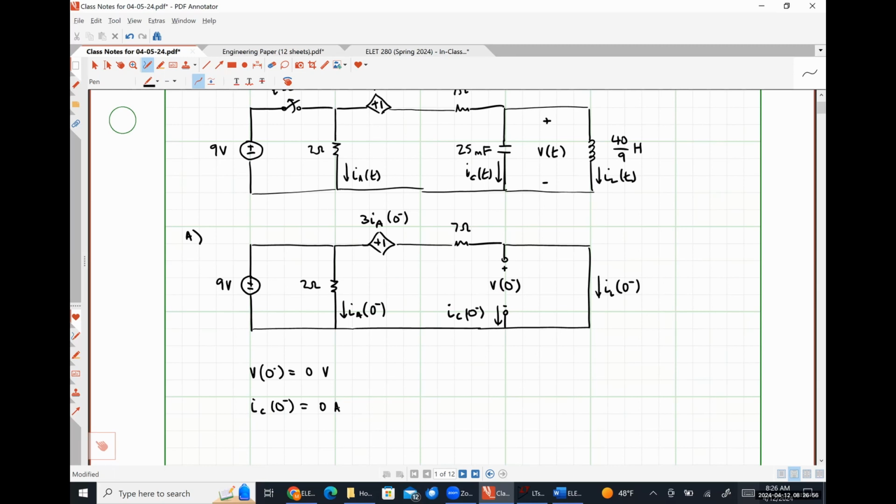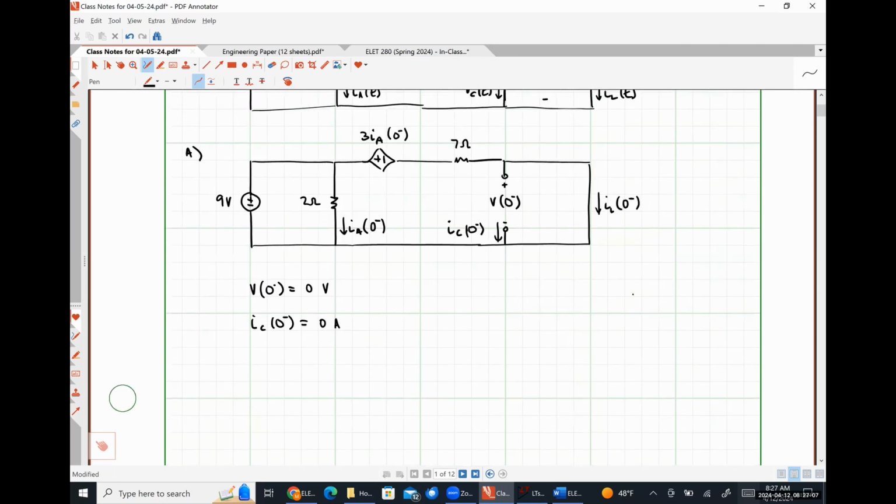So a couple of different ways that we could solve for that. Me just looking at this thing, I feel inclined to do Kirchhoff's voltage law around the outside, meaning that I would have -9 volts plus 3IA at 0 minus plus 7 ohms times IL at 0 minus is equal to 0. That's just Kirchhoff's voltage law around the perimeter of the circuit. What's IA at 0 minus? Yep, so 9 volts divided by 2 ohms.